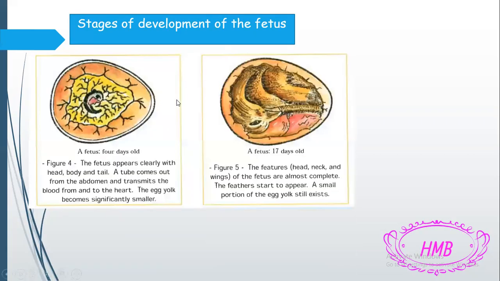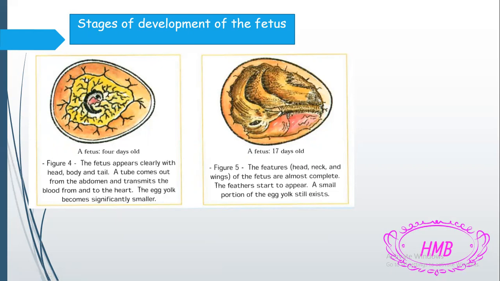At the beginning, I will show you two pictures. The first one is for the fetus, which is the baby of the chicken, at 4 days. So this baby, the one that you see inside, its age is 4 days old. And as you can see, we can see clearly the head here, the body, and also the tail. We can see the egg yolk here that starts to decrease or become less because the baby is using it for nutrition, and so it grows.